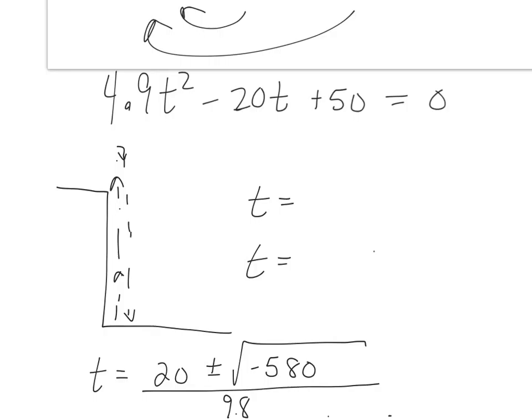Now, obviously, had you gotten two answers, which answer would you have chosen? Had you gotten answers of, say, 1.5 and 3.5, which answer would you have picked? Why? Yeah, because it's on the way down. So if the answers were 1.5 and 3.5, hypothetically, that means that it passes the height of 50 meters after 1.5 seconds, and then again after 3.5 seconds. So you would have chosen 3.5 if it was on the way down.